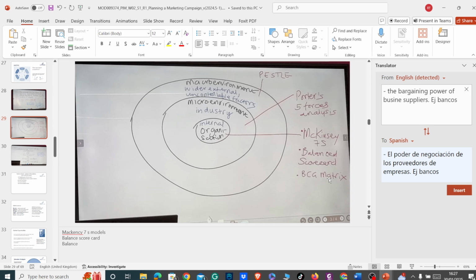So by all means, look at the financial performance of the organization, it's important. But look also at your relationship with customers. Okay? And also look at your internal systems and processes as well. Okay? And he also said that you should also look at your innovation and learning.